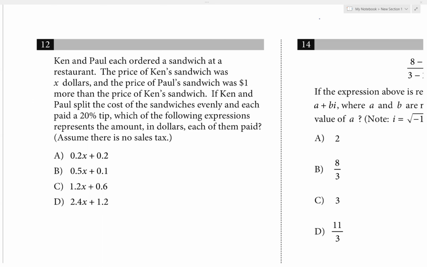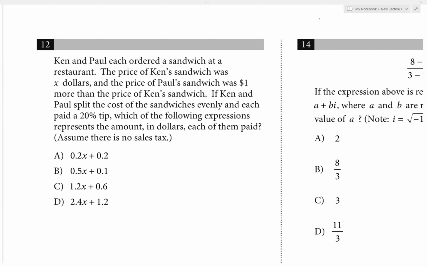All right, number 12. Ken and Paul each order a sandwich at a restaurant. The price of Ken's sandwich was x dollars, and the price of Paul's sandwich was $1 more than the price of Ken's sandwich. If Ken and Paul split the cost of the sandwiches evenly and each paid a 20% tip, which of the following expressions represent the amount in dollars each of them paid? Assume there is no sales tax.